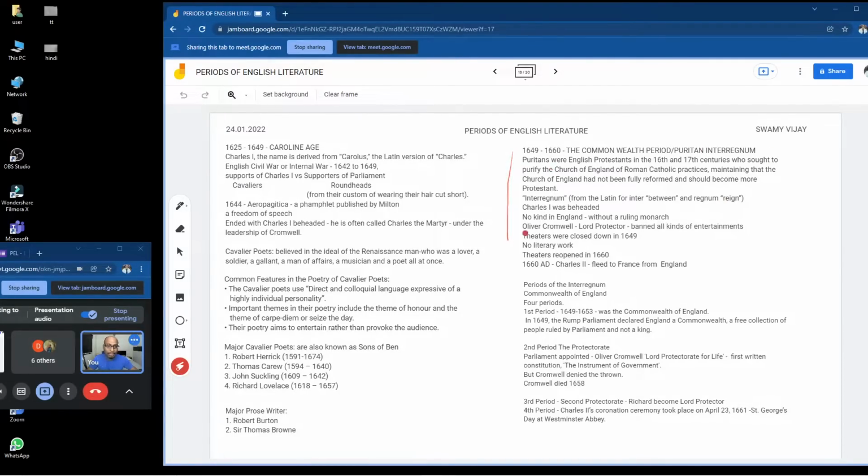England had no king, and Oliver Cromwell became the Lord Protector. Actually, Oliver Cromwell did not directly become Lord Protector. There are many stages in this period also, from 1649 to 1660. Let us see the periods of the interregnum.